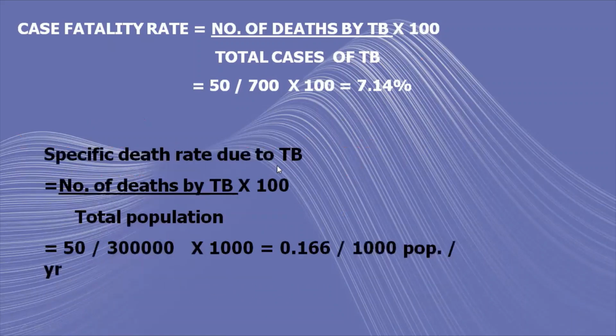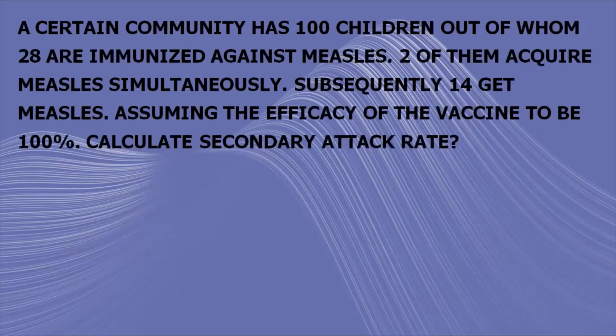Then specific death rate due to tuberculosis is the number of deaths by TB by total population. So here don't take total number of cases, that will become the case fatality. So for the specific death rate means you will take the median population. So number of deaths by TB are 50 divided by 3 lakhs into 1,000, so it comes to 0.166 deaths by TB per 1,000 population per year.